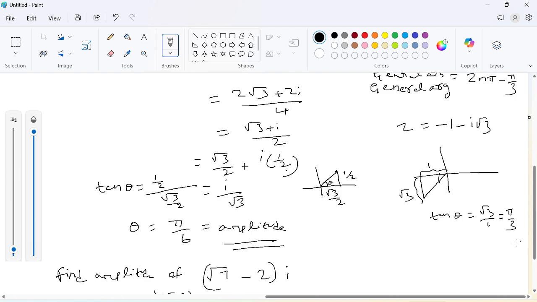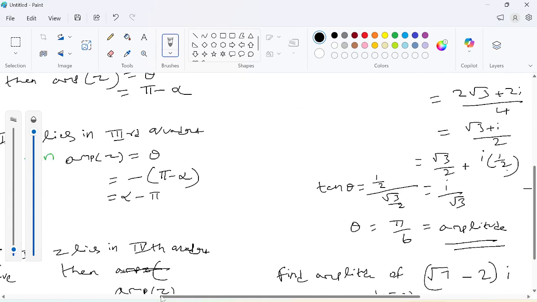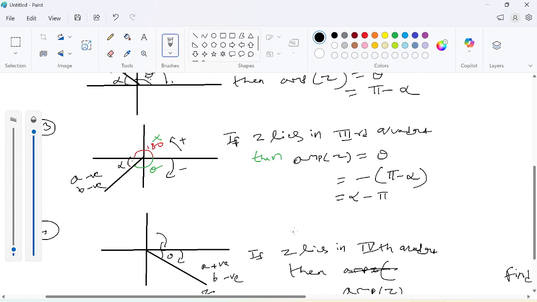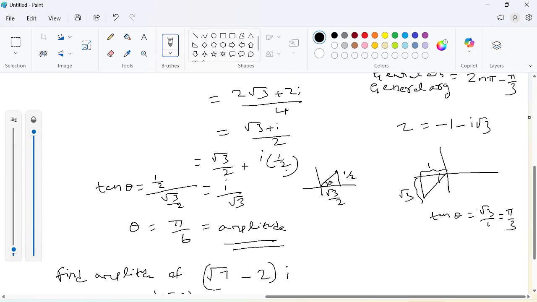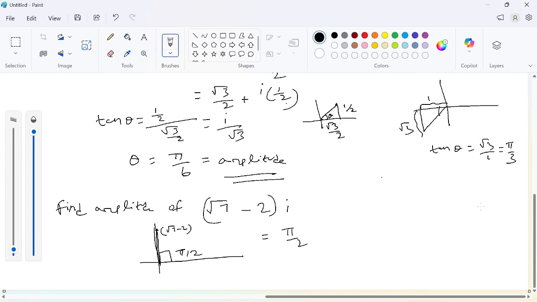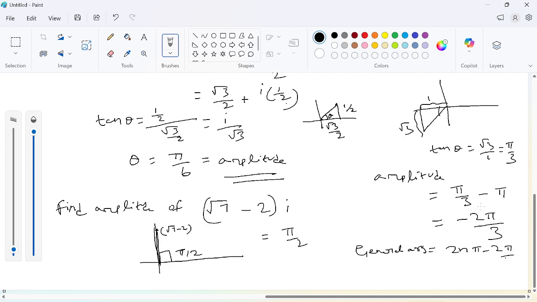But if your complex number lies in the third quadrant, what we have seen in case 3 is alpha minus pi. What is your alpha? Pi by 3. So your amplitude will be pi by 3 minus pi. How much is it? Minus 2 pi by 3. So what is your general argument? The general argument will be 2n pi minus 2 pi by 3. Okay.